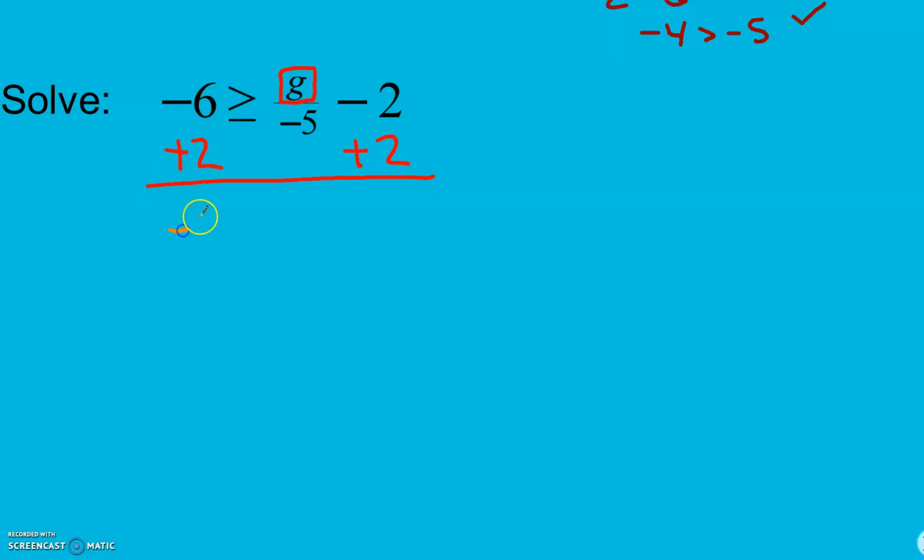Negative 6 plus 2 gives me negative 4. Negative 2 plus 2 gives me 0, which is perfect. Since all I did was add there, I did not have to change my inequality.